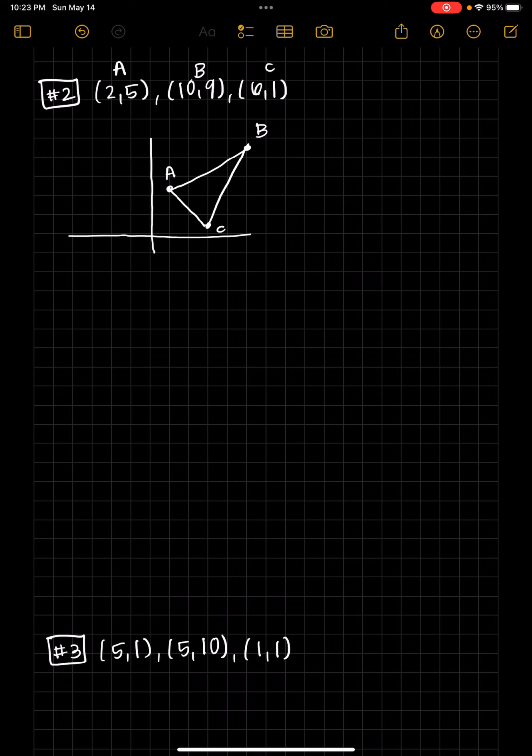And because it only has 3 lengths, we only have to find 3 distances. So I'm going to start by finding from A to B, and then we're going to do A to C, and also B to C. And then once again, kind of like what we just did with the last one, we find all of these distances, and then we add them all up to find the perimeter. So let's start with A to B.